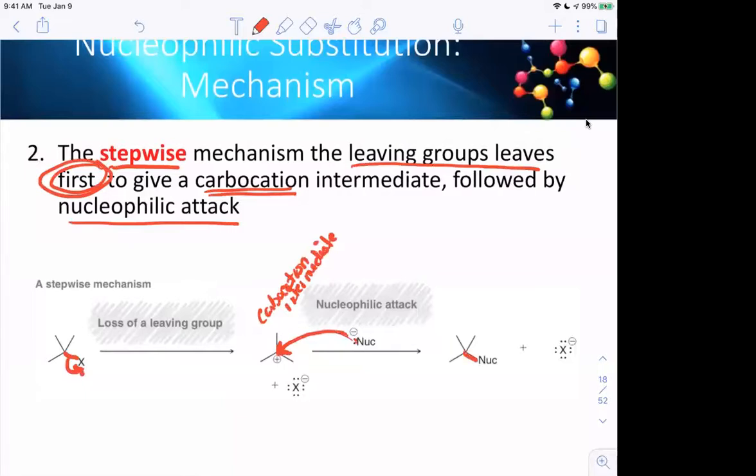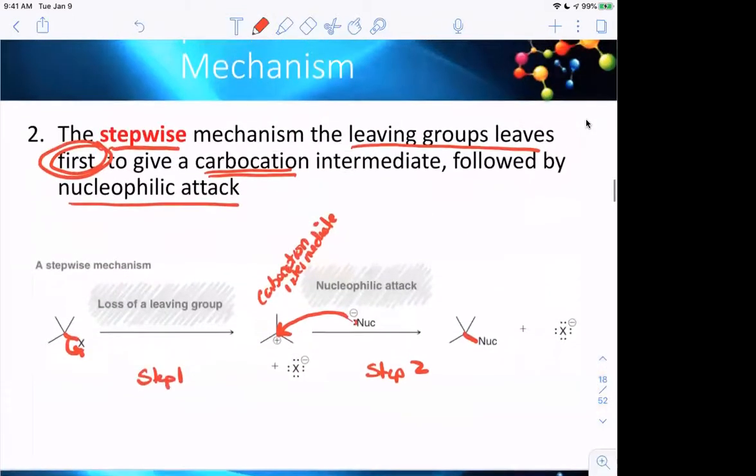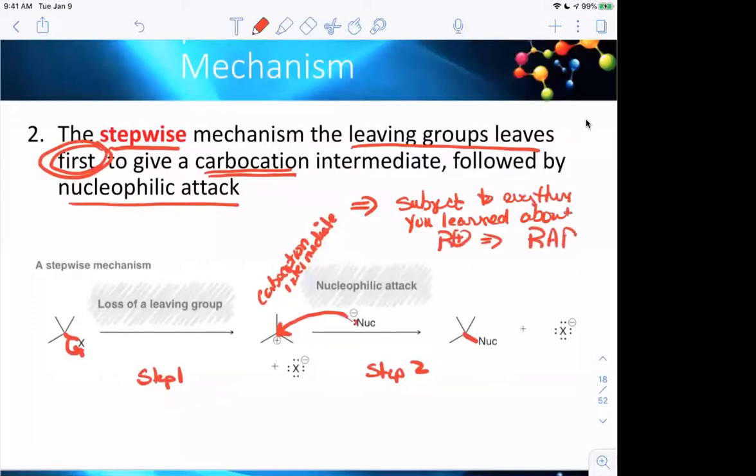So here, this is step 1, this is step 2. This ends up having a bond breaking first to form the carbocation. That's a separate step in the reaction mechanism. And then in the second step of the reaction mechanism, the nucleophile is going to come in and form that new covalent bond between itself and the carbon that bears a positive charge. So the fact that this undergoes the carbocation intermediate means I'm subject to everything you learned about carbocations. Specifically, I can have rearrangements when I form a carbocation. So you have to watch out for that as well.